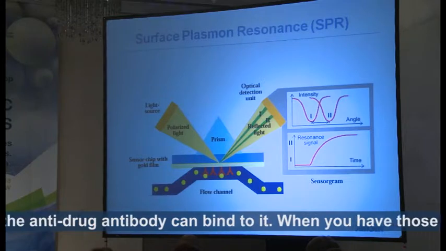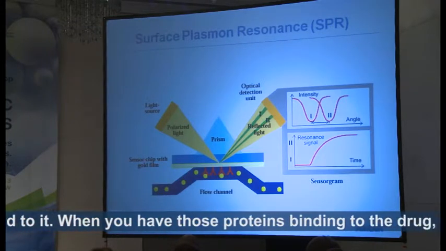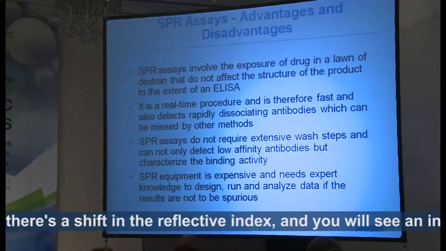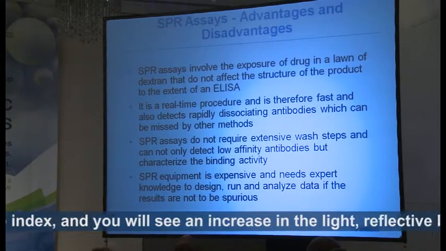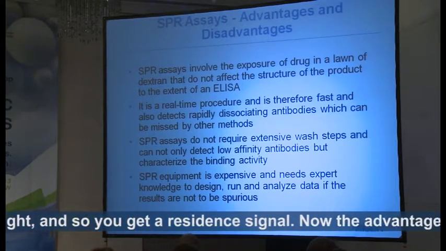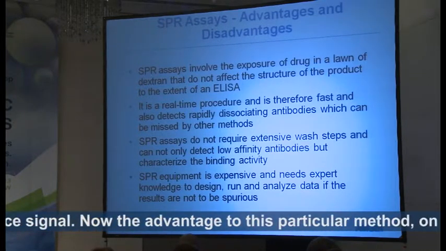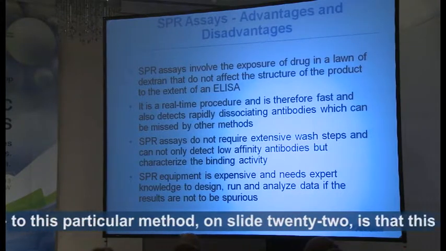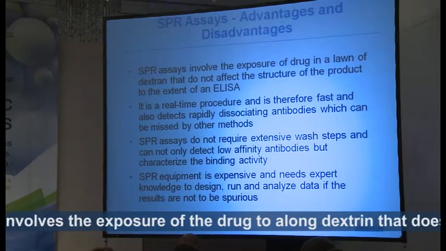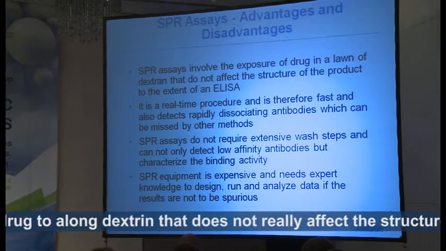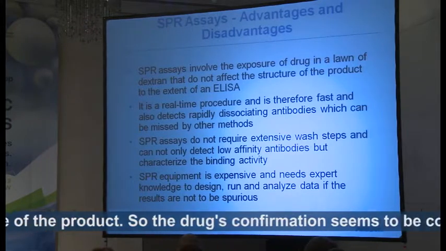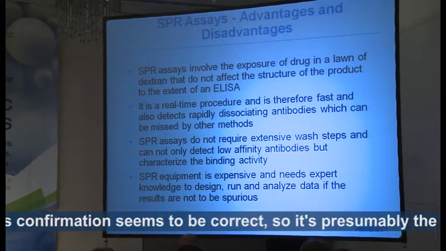Now, the advantage to this particular method on slide 22 is that this involves exposure of a drug in a lawn of dextran that does not really affect the structure of the product, so the drug conformation seems to be correct. It's what presumably the body will be exposed to. It also is a real-time procedure, and therefore you can see a fast detection of antibody binding, and in fact you can look at the association, so you get both on and off rates.